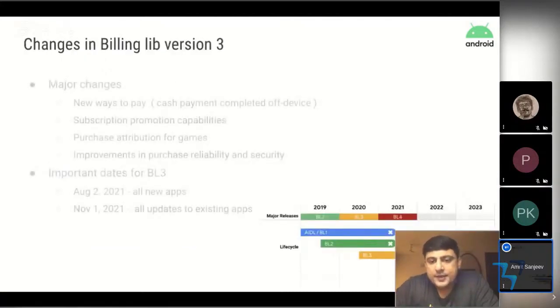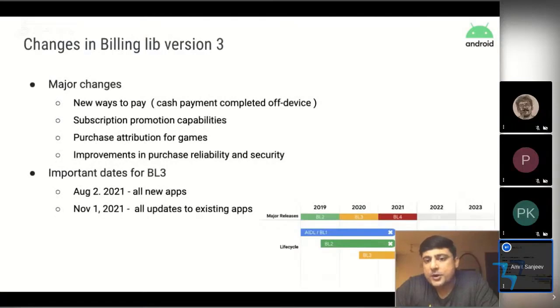Now, there are changes that I have brought about in billing version 3, which is right now available. There are new ways to pay. There is offline payment, off-device payment that is supported right now. There are subscription promotion capabilities that are added. There is also purchase attribution in games, which is very important. And there is also improvement in reliability and security.